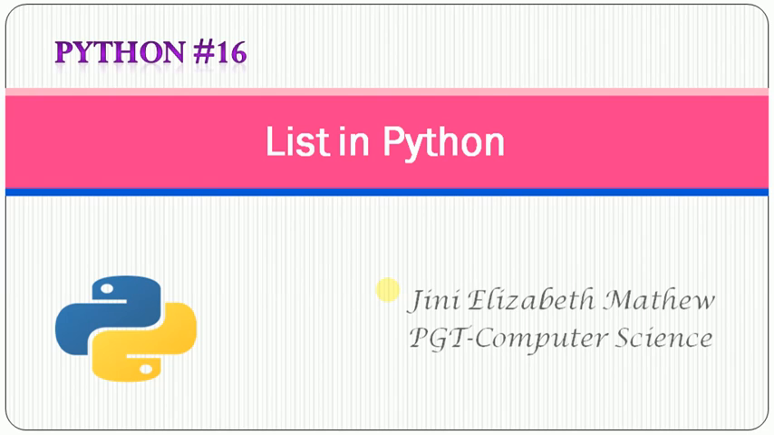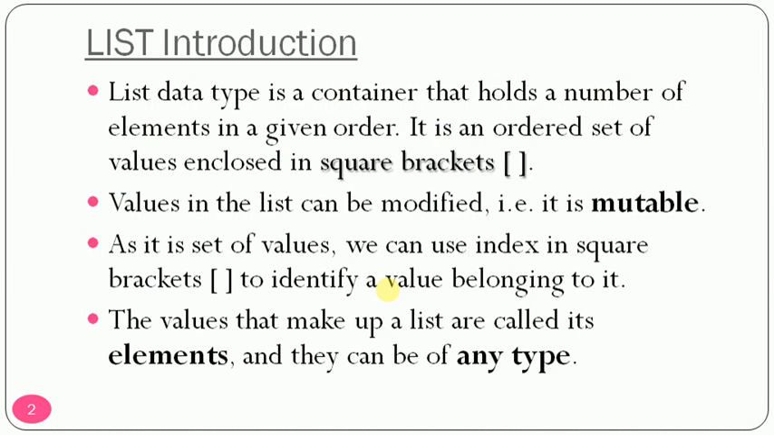In this video, let's start a new topic, that is list in Python. What is a list? It is an ordered set of values enclosed in square brackets. Ordered set of values enclosed in square brackets, we call it a list. It is just a container that holds a number of elements in a particular given order. And those elements we need to enclose within square brackets.